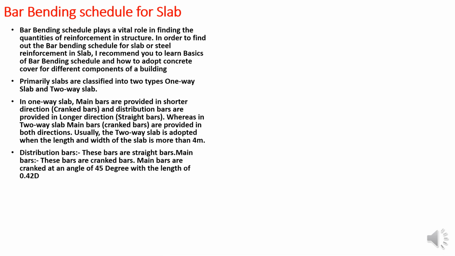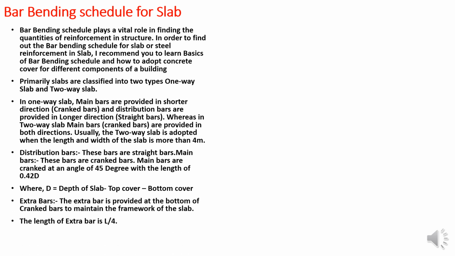Distribution bars: these bars are straight bars. Main bars: these bars are cranked bars. Main bars are cranked at an angle of 45 degrees with a length of 0.42 D, where D is the depth of the slab minus top cover minus bottom cover.